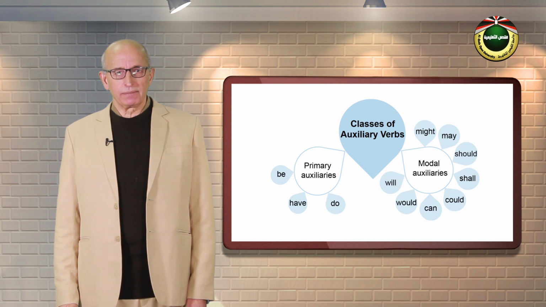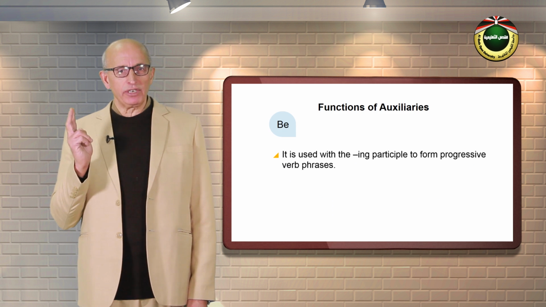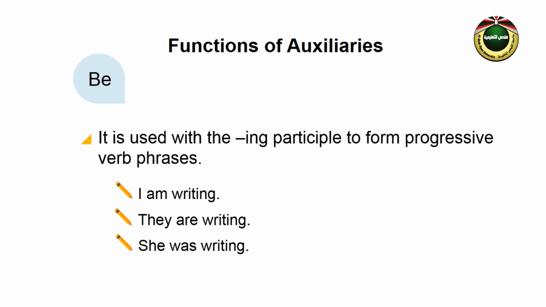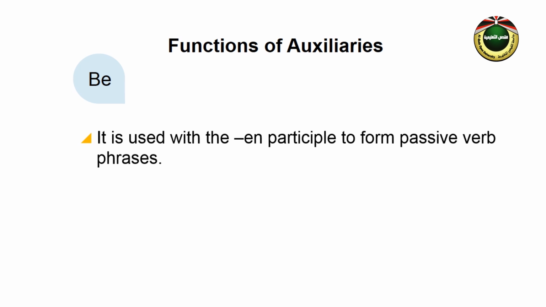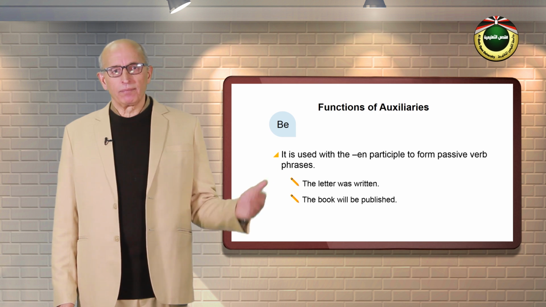Functions of auxiliaries. Let's start with the verb be. It has two main functions in the verb phrase. A. It is used with the ing participle to form progressive verb phrases. Example, I am writing. Number two, they are writing. Number three, she was writing. B. It is used with the en participle to form passive verb phrases. Examples, number one, the letter was written. Number two, the book will be published.